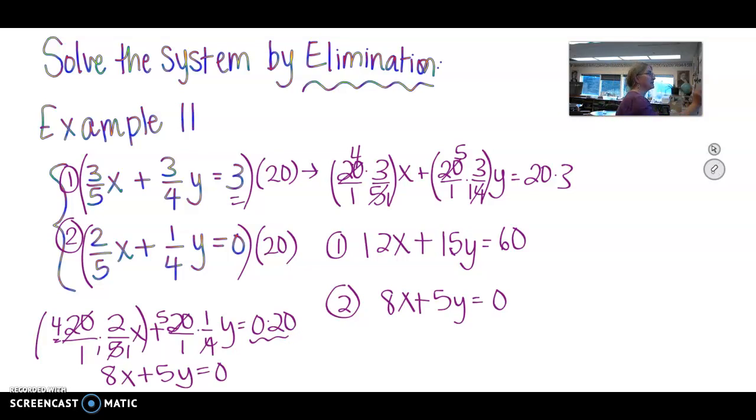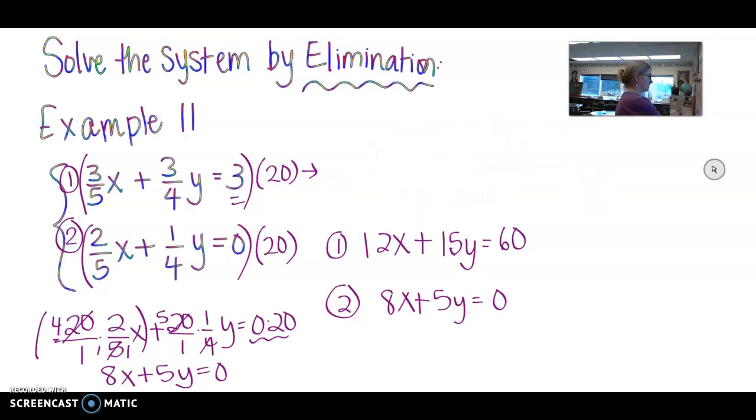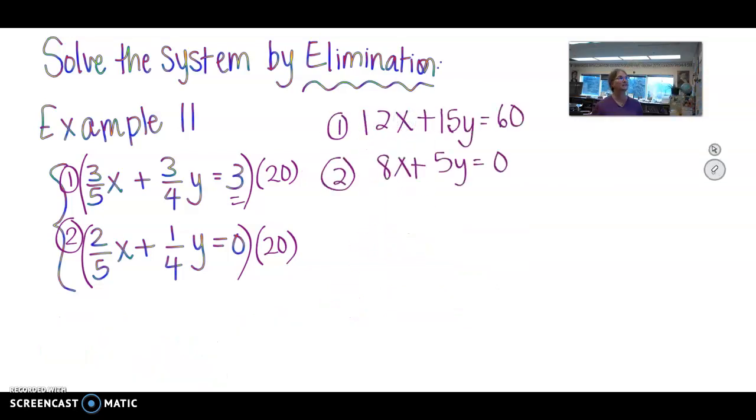I'm going to erase some of this here so I can move this up a little bit and have a little more room to work. Okay, so we have 12x plus 15y equals 60. 8x plus 5y equals 0.